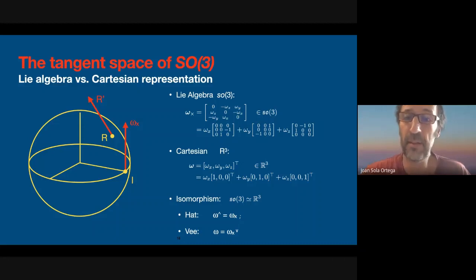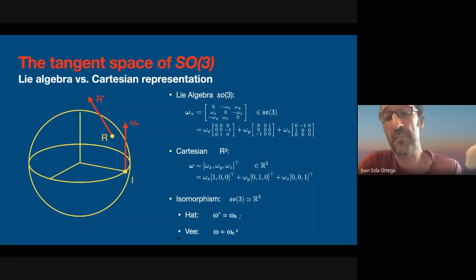Okay. The important thing here is that we have 3 coordinates, and therefore we can represent the same tangent element with a 3D vector with these 3 coordinates. Okay, so we have the Lie algebra representation, which is a skew symmetric matrix omega cross, and an equivalent representation, which is omega, a 3D vector. And now you can see that omega as a 3D vector is much simpler than omega cross.